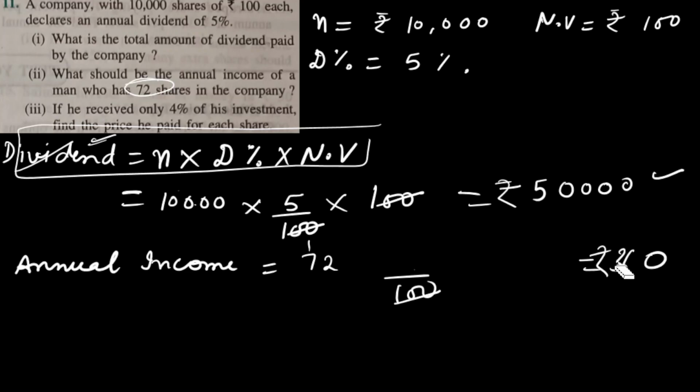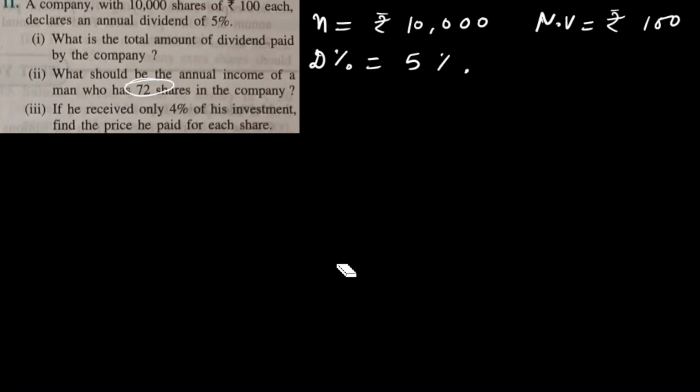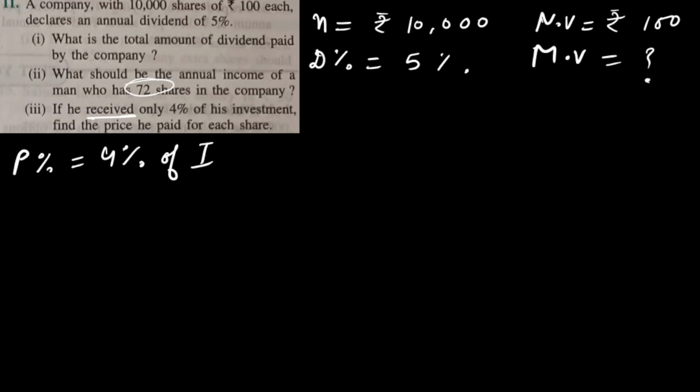Now I'll just clear this and do the third part of this question. What I have to find in the third question, I've already explained: MV we have to find. If he received only 4% of his investment, so what is given to us? Profit percent is given to us. Received means earning, and earning means profit. Profit in terms of percent is given to us: 4% of his investment, right?